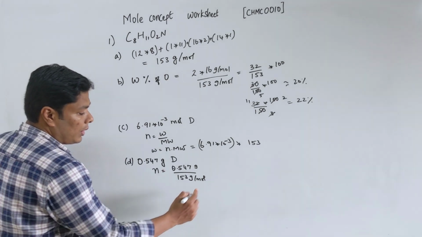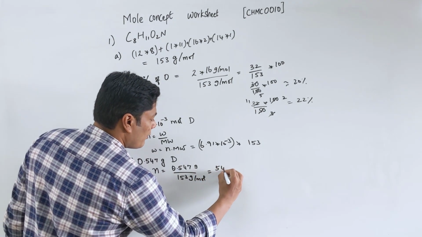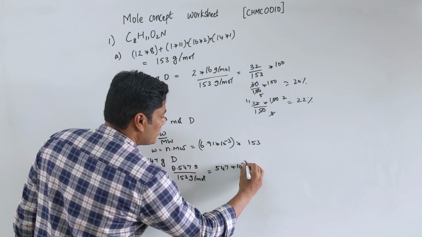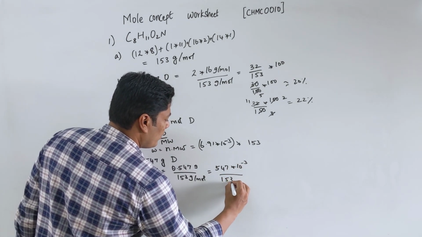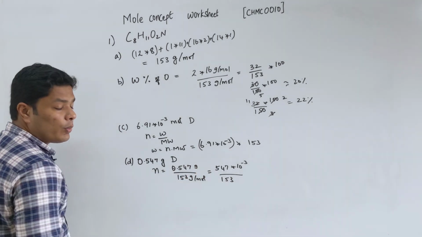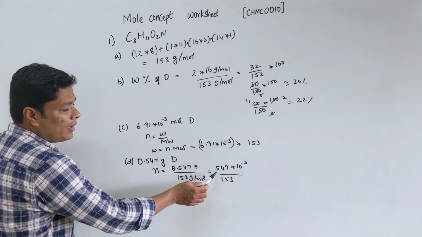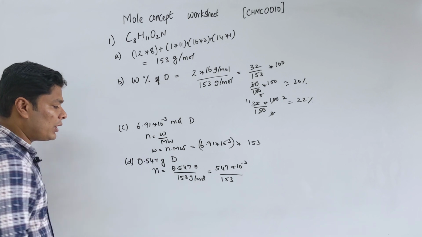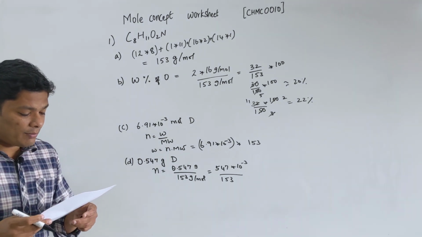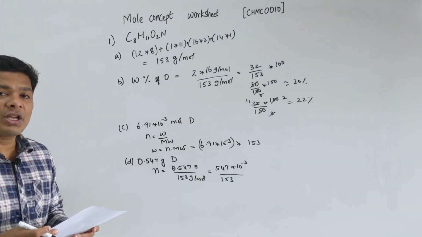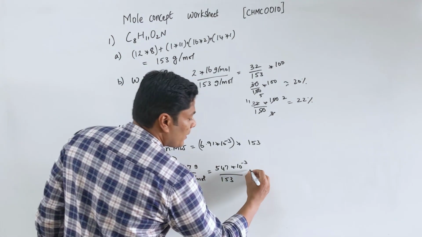Now if you want, how you can take it is 547 times 10 to the power minus 3 divided by 153. I'll leave it up to you guys how you want to do it. You can use whichever way you want to calculate. Okay. You should get something around 3.6 times 10 to the minus third.